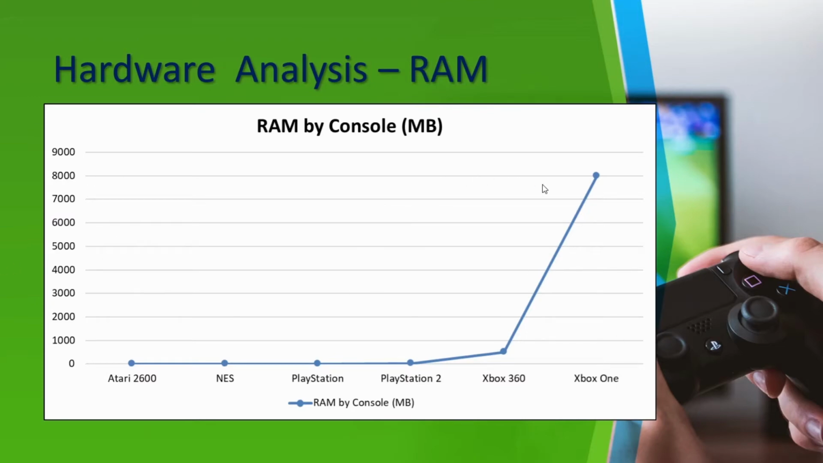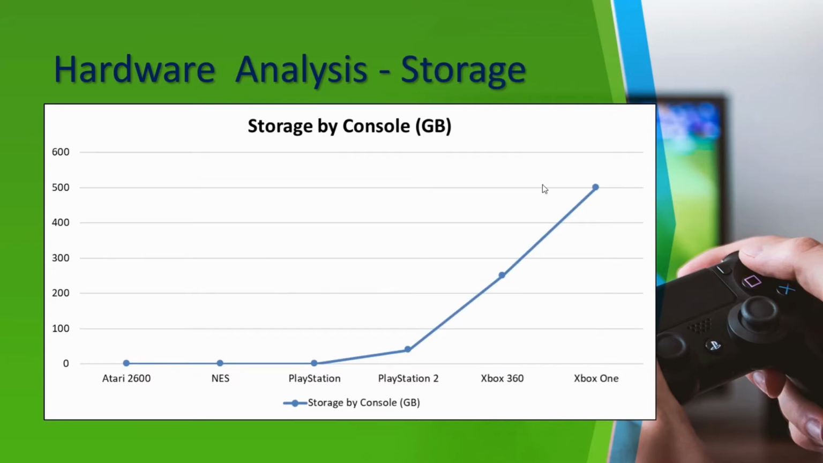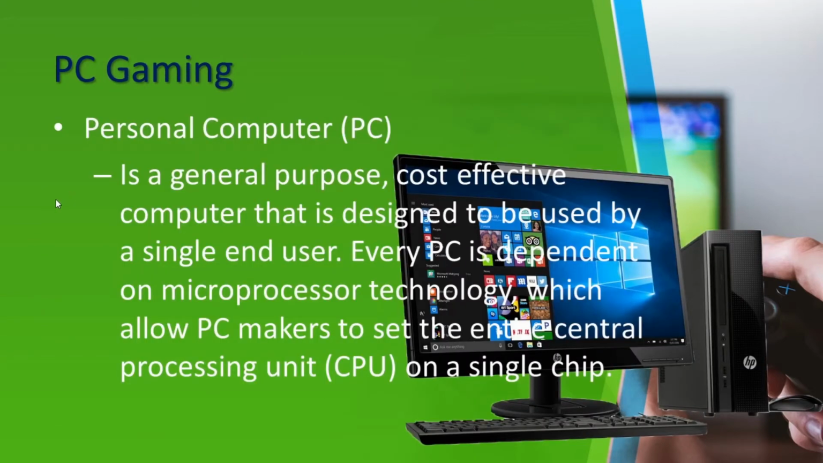Okay? So, next, storage by console. There will also be a big jump starting from your PlayStation 2 up to your Xbox One. For your Xbox One, you will currently have 500 GB of storage. And the newest versions, the Xbox Series X and the PlayStation 5, will have at least 2 terabytes of storage. I won't be including them in here because we already cited the PlayStation 5 and Xbox Series X from the previous PowerPoint. Next, let's proceed with PC gaming.